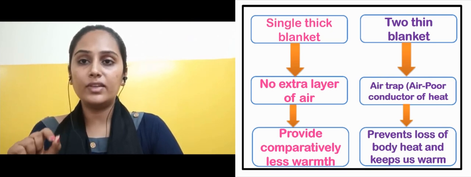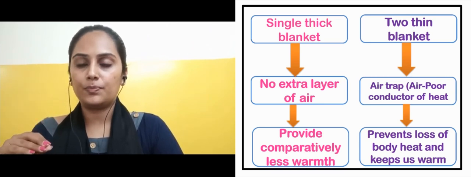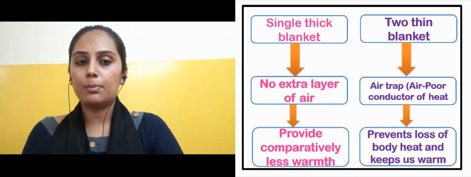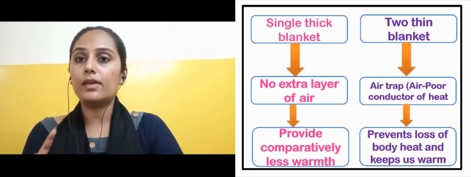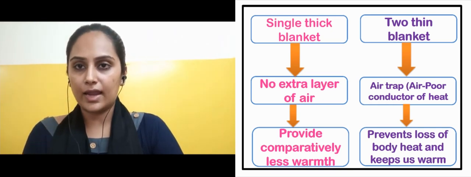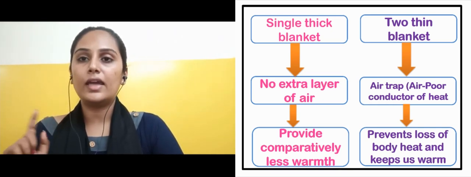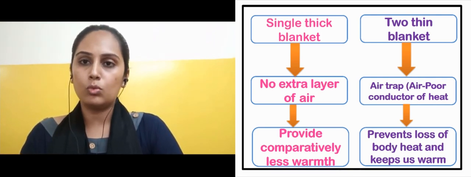Air will get trapped. Why will air get trapped? Because there are two layers of blankets, right? So air will get trapped in between and it won't allow outside air to enter. And the single blanket provides comparatively less warmth. You won't feel that warm in a single blanket because air won't get trapped in it. Whereas in two thin blankets, air gets trapped because there are two layers, and it prevents loss of body heat and keeps us warm. So heat won't be lost from our body to the cold atmosphere, and it keeps us warm.